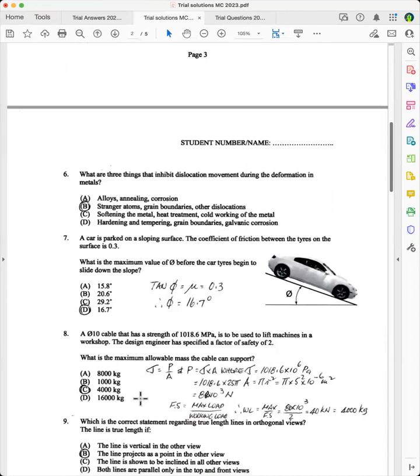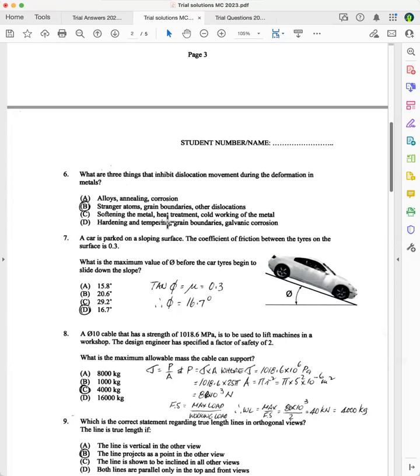What are three things that inhibit dislocation movement during the deformation in metals? And alloys provide stranger atoms. B is the correct answer here. Grain boundaries and other dislocations. They're the three things that inhibit the movement of dislocations. In other words, it strengthens the metal.